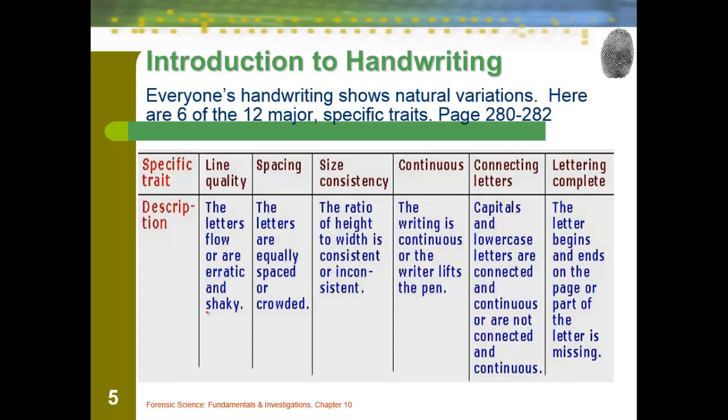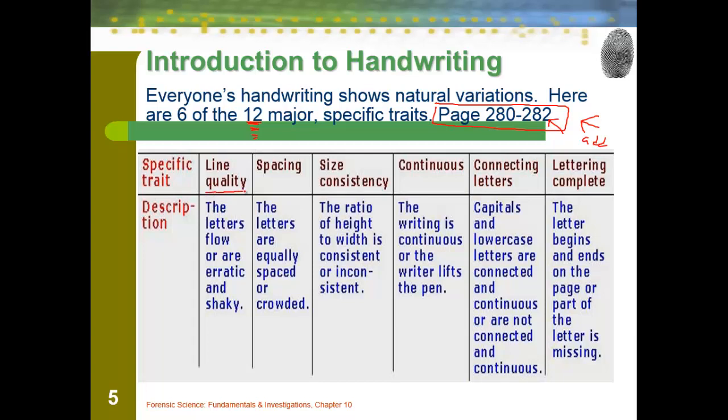Now, to begin with, one of the things we're going to be focusing in on is there are 12 major characteristics in our textbook that we're going to look at when it comes to finding out specific traits and information about a person's handwriting. These are in the textbook on pages 280 to 282. Add that in, because that's important, those pages there. So we're going to look at different ideas.